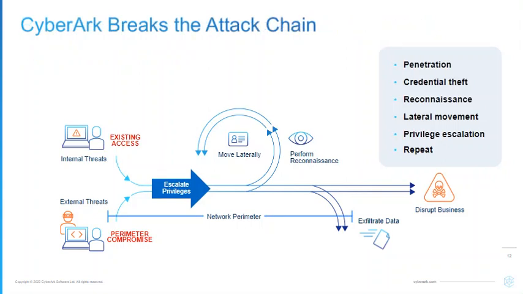CyberArk breaks the attack chain at its most critical point, at privileged elevation. Because privileged accounts are managed by CyberArk, and therefore rotated on a regular basis, hashes left behind on devices quickly become useless, especially when one-time passwords are used. Privileged elevation is no longer possible, therefore preventing reconnaissance and lateral movement. The attack chain is blocked, and the attacker is confined to a single machine.